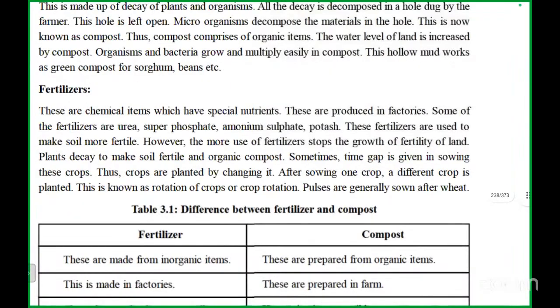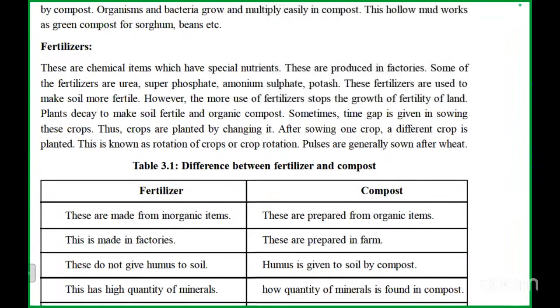Now, what are fertilizers? Fertilizers are chemical items which have special nutrients. They are produced in factories. Some of the fertilizers are urea, superphosphate, ammonium sulfate, and potash. These fertilizers are used to make soil more fertile. They add nutrients to the soil so that plants can grow well in that soil.